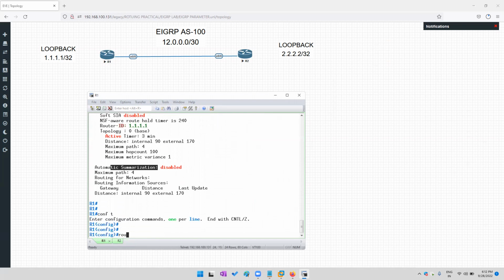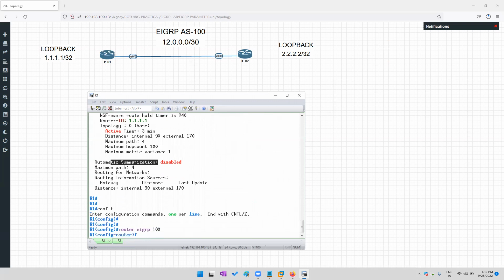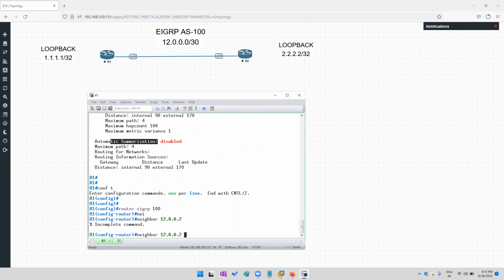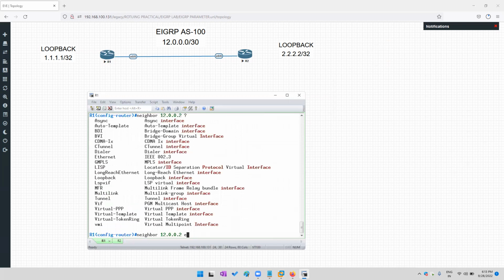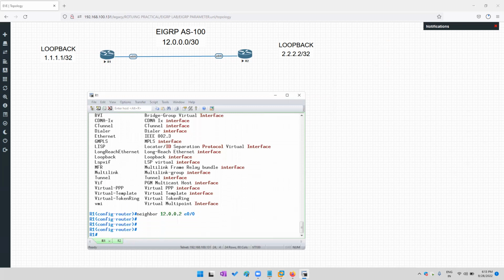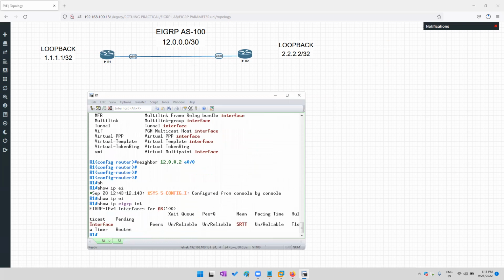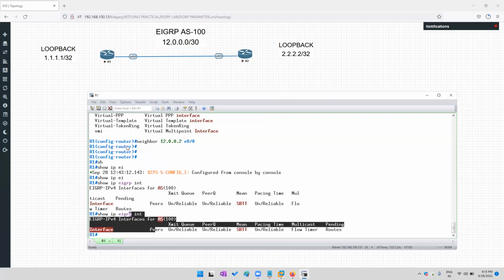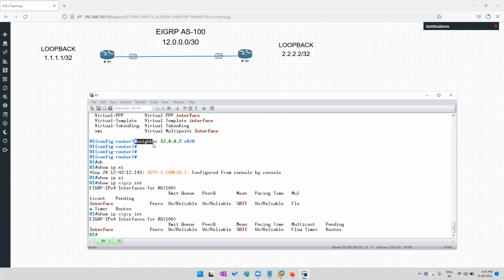Next thing, router eigrp 100. Basically, how to enable EIGRP on interfaces. We have two options: neighbor command or network command. The neighbor command only defines neighbor information, it does not enable EIGRP. If I say my neighbor is 12.0.0.2 and then enter, we get incomplete: please define the interface. Which interface? Router 1 E0/0. Now verify with show ip eigrp interfaces. Are we getting any interface enabled in EIGRP? No. So the neighbor command only defines neighbor info, it does not enable EIGRP. Now remove this command.